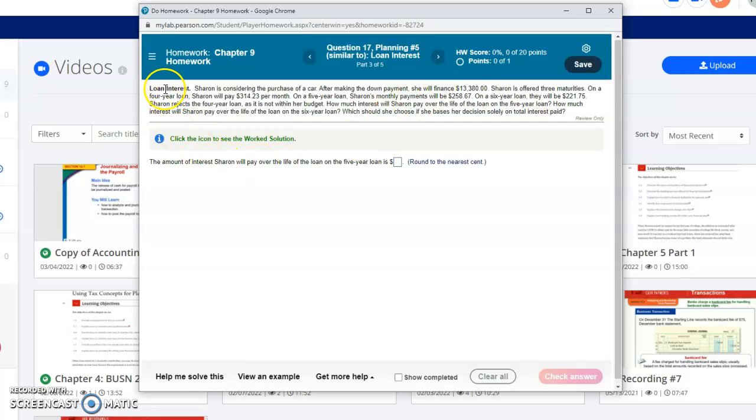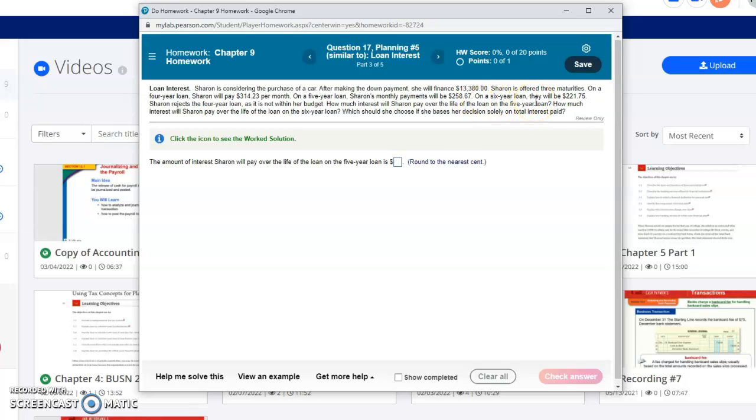This one's about loan interest. She's considering the purchase of a car. After making the down payment, she will finance $13,380. So just be aware you're going to have different amounts than I do. Sharon is offered 3 maturities. On a 4-year loan, she'll pay $314.23 per month. On a 5-year loan, her monthly payment will be $258.67.